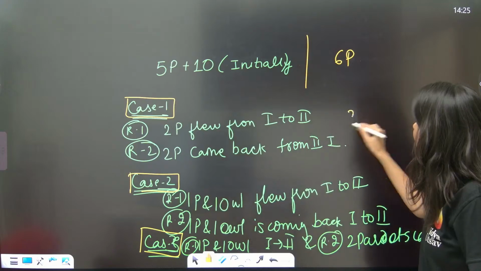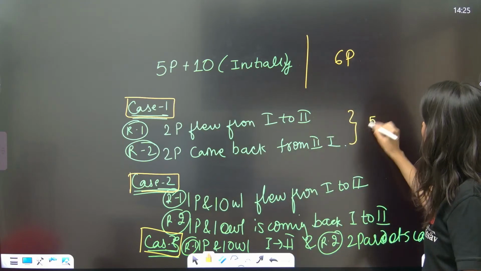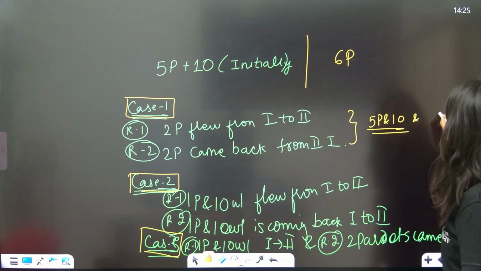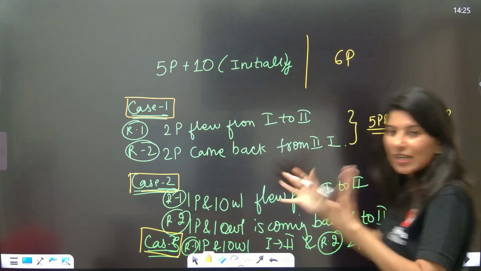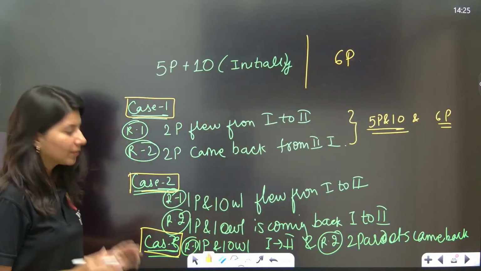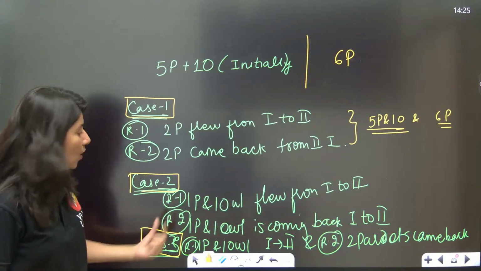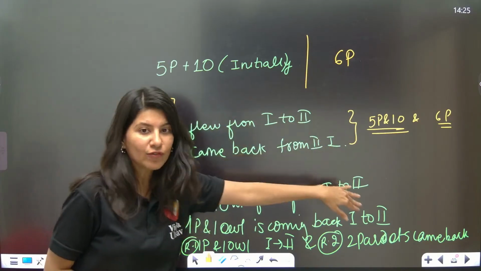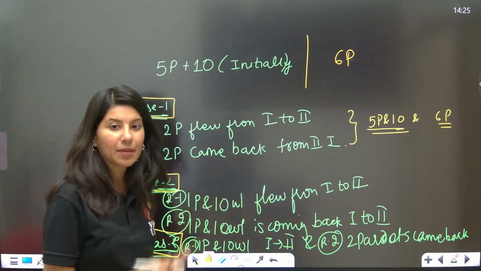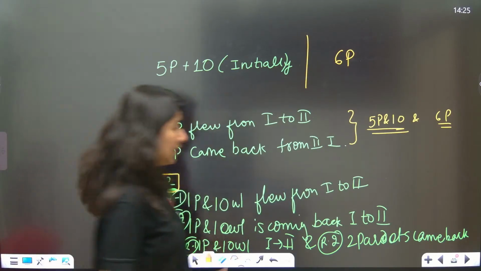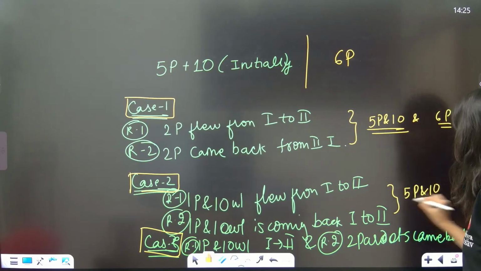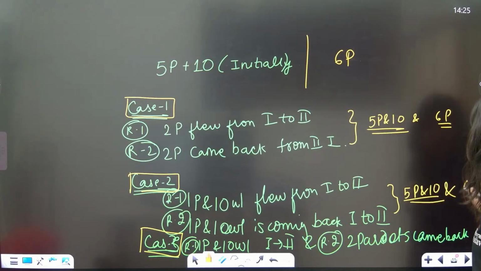So the condition of cage 1 and cage 2 will be the same: 5 parrots, 1 owl and 6 parrots. There is no change in the configuration of cage 1 and cage 2. Alright ma'am. Now case number 2 can be what? 1 parrot, 1 owl flew from 1 to 2. And 1 parrot, 1 owl is coming back. Here also there is no change. So still 5 parrots and 1 owl in cage number 1 and 6 parrots in cage number 2.